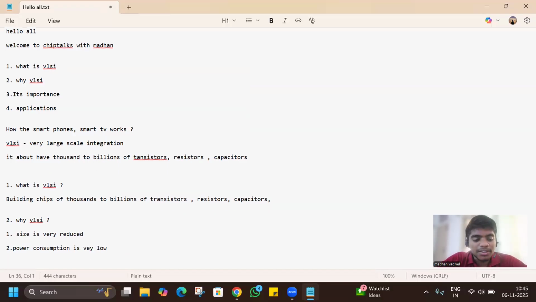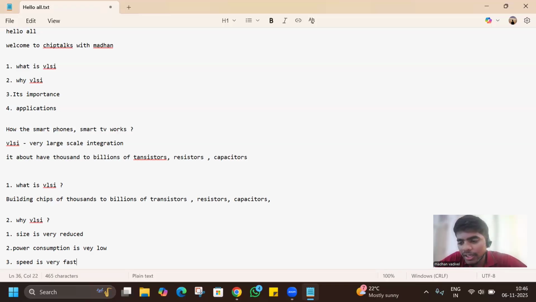Okay, and speed is very fast. Like we can tell, we consider an iPhone 13 and an iPhone 17.